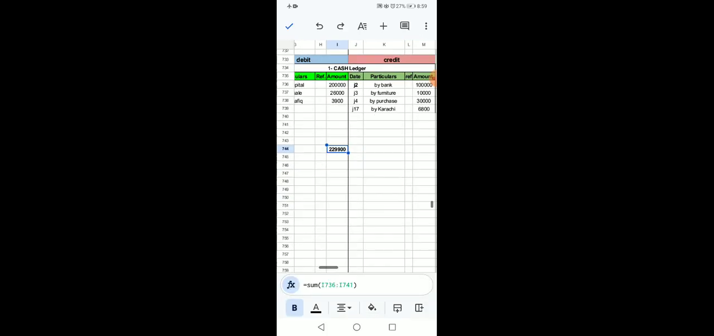For balance, we have already calculated several balances in previous illustrations, so the method would be similar. We will take the sum of both sides. The first step is to take the sum of both sides. This is the sum of the debit side. I am taking help from Excel. So here you have calculated the sum of the debit side.